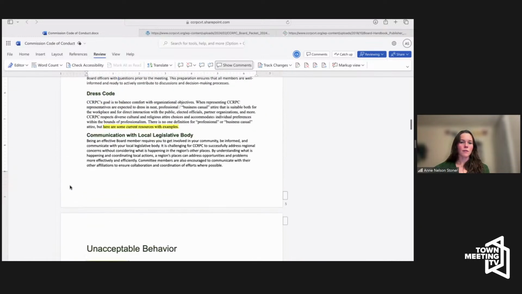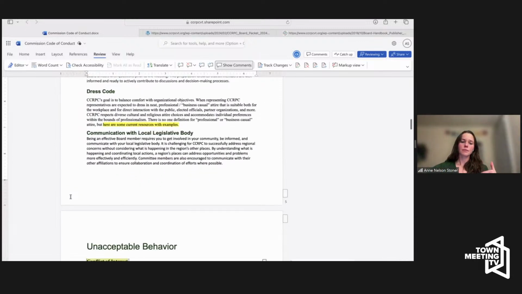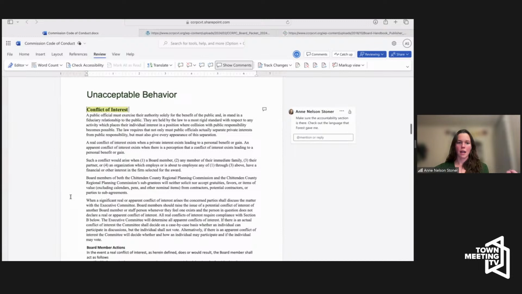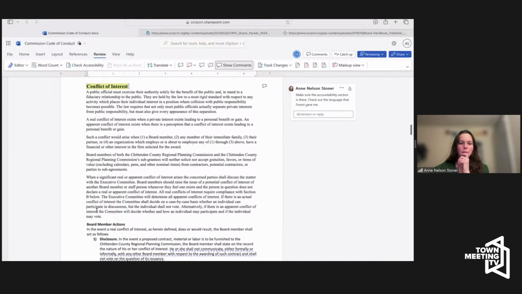Okay, so that's expectations. Here's what we aspire to. And then there's a section with unacceptable behavior. I actually have not touched this conflict of interest language because it's pulled directly from our bylaws. But essentially it states that there can't be any conflicts of interest.